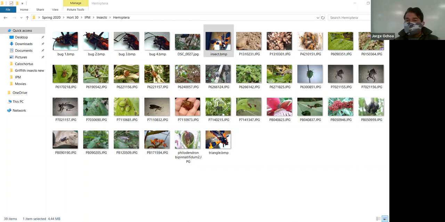Here's a Welwitschia mirabilis cone. So these were feeding or mating, or I don't know if they're pollinating Welwitschia.